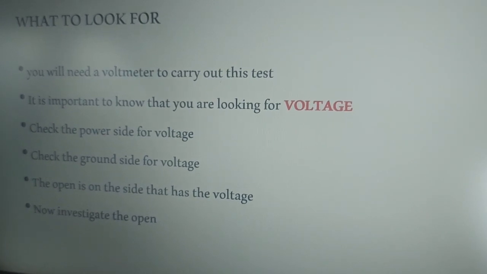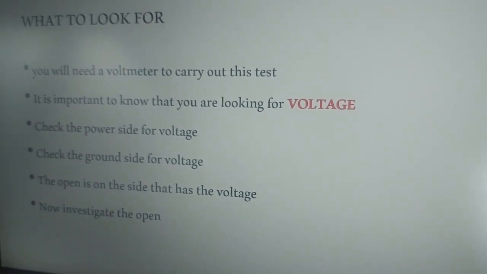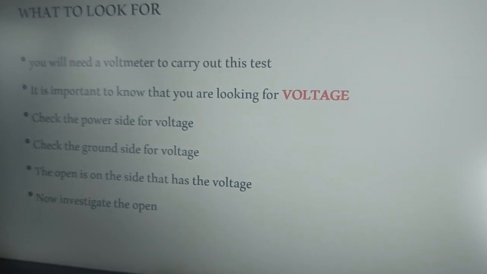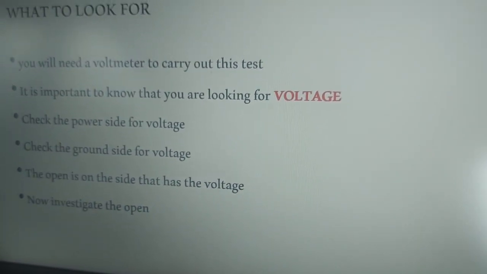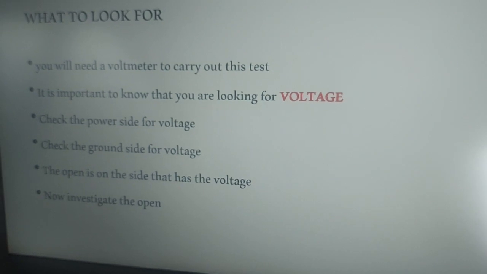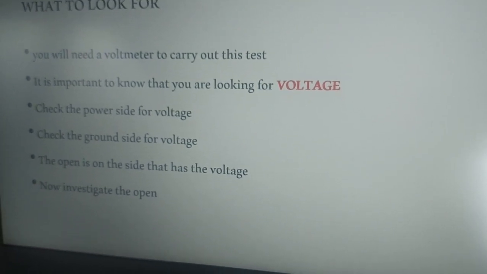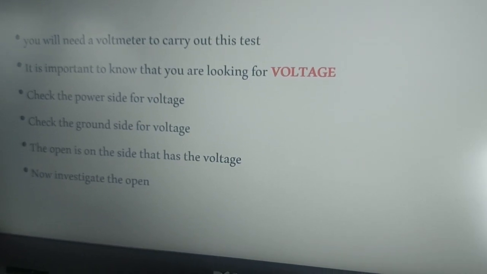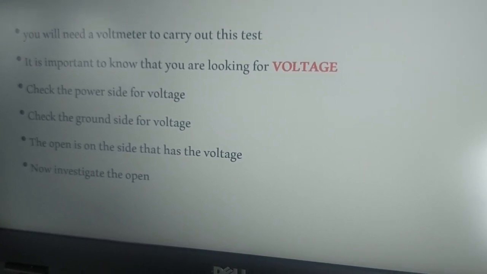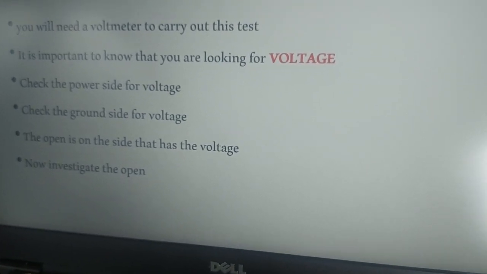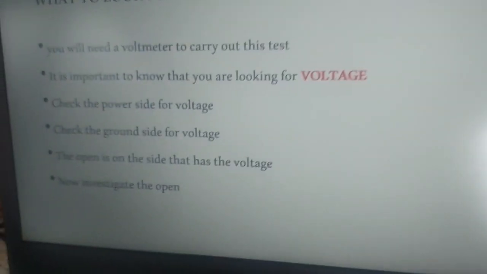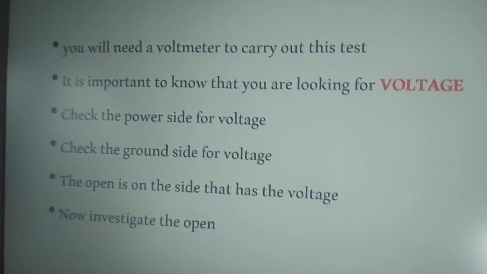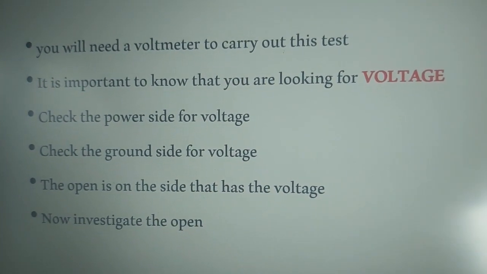All right, so you are checking for power, you're checking for voltage. If you can't find it on the positive side, definitely it lies on the negative side. It behooves you to check the negative side. One of the sides should have the power, right? So I'm saying the open is on the side that has the voltage. That is a fact. Okay, it's a key point.